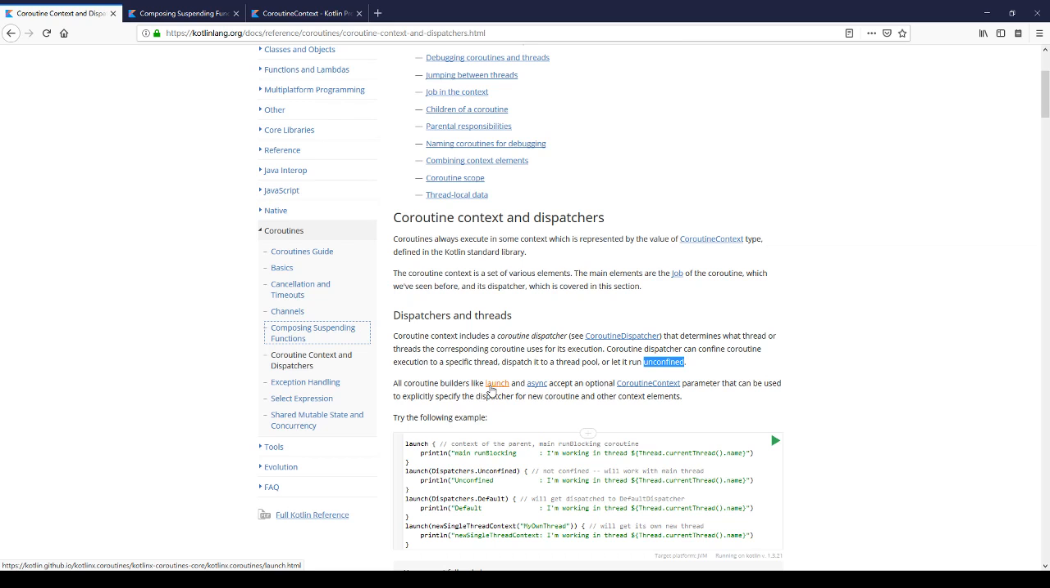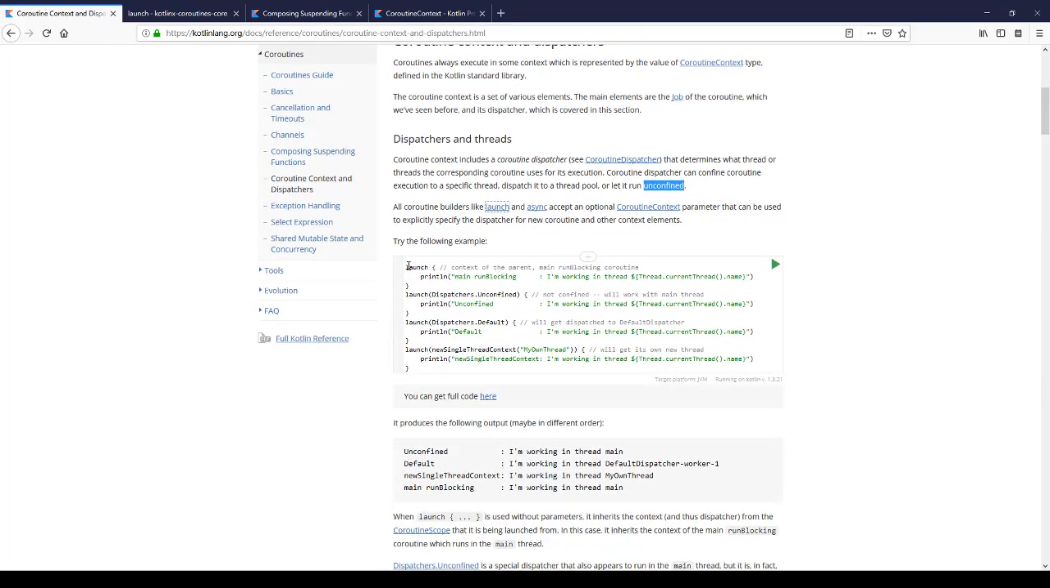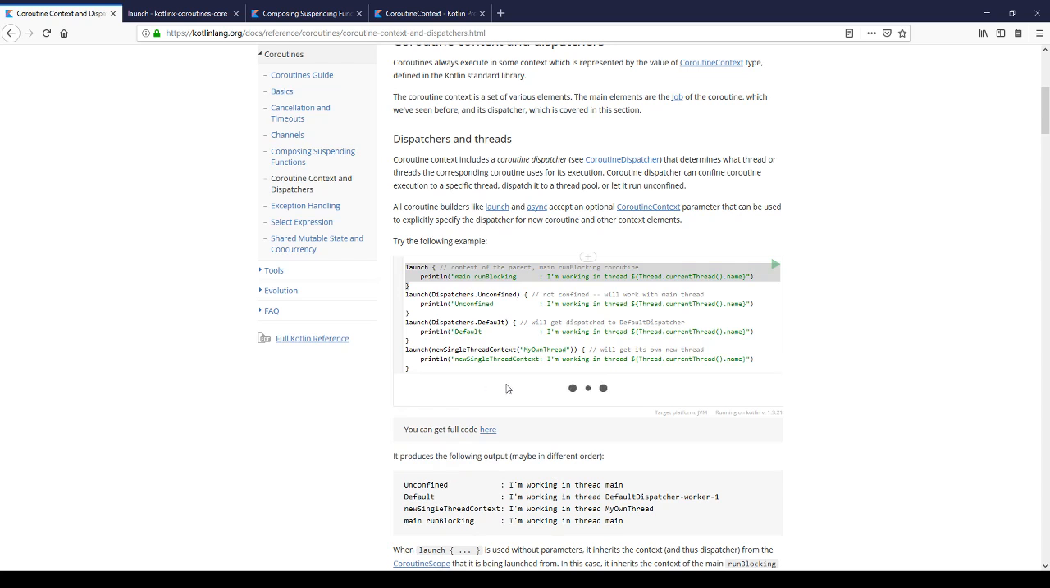Coroutine builders like launch. I think launch does nothing particularly, right? It's more like, can't remember, but anyway. They accept an optional CoroutineContext parameter that can be used to explicitly specify the dispatcher for the new coroutine and other context elements. So we can launch. Let's take a look at the result first.